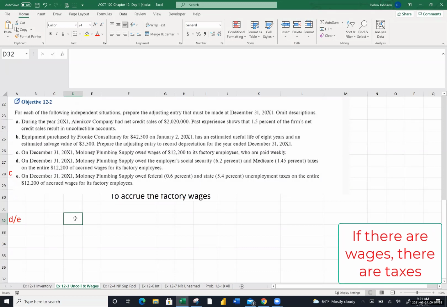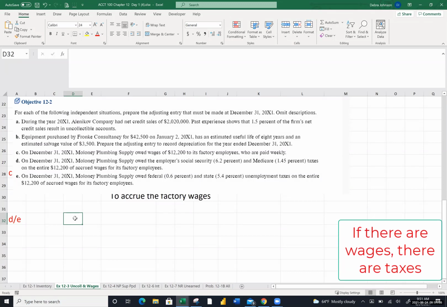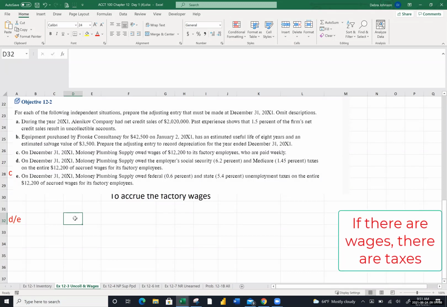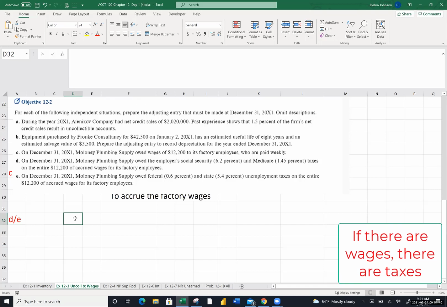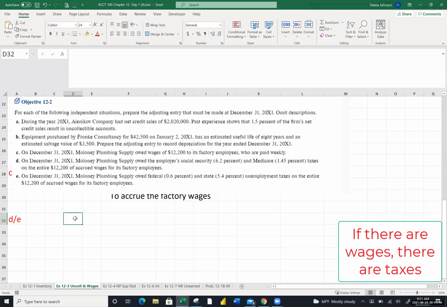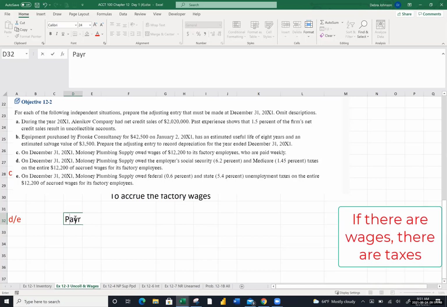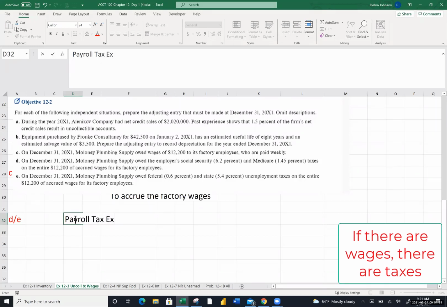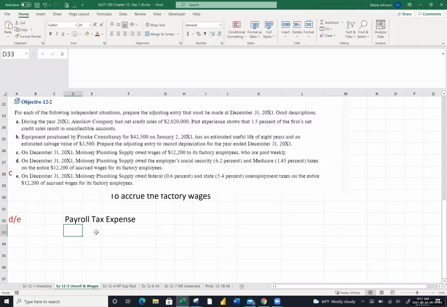So you'll remember that in Chapter 11, we had one debit to payroll tax expense and 4 credits to those 4 different taxes that the employer pays. Okay, so one big debit to payroll tax expense and 4 credits. I'm doing D and E together. So I'm going to put these in the order they were given to us, but there is no special or correct order. You can put them in any order.